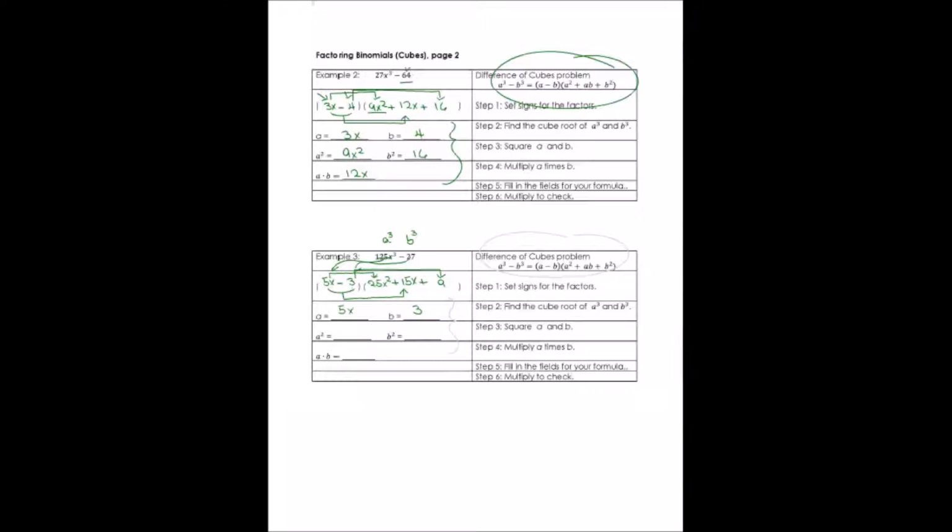Now, if you wanted to, like I said, there's your formula that has a difference of cubes with the signs correctly set. You can figure out what all these are and fill it in, or you can just create the binomial from the problem and create the trinomial from the binomial you just created.